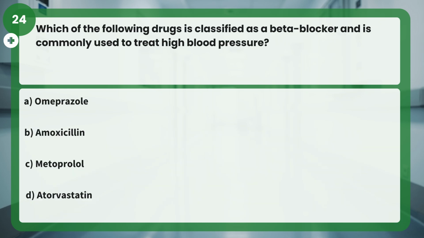Question 24. Which of the following drugs is classified as a beta blocker and is commonly used to treat high blood pressure? A. Omeprazole. B. Amoxicillin. C. Metoprolol. D. Atorvastatin.